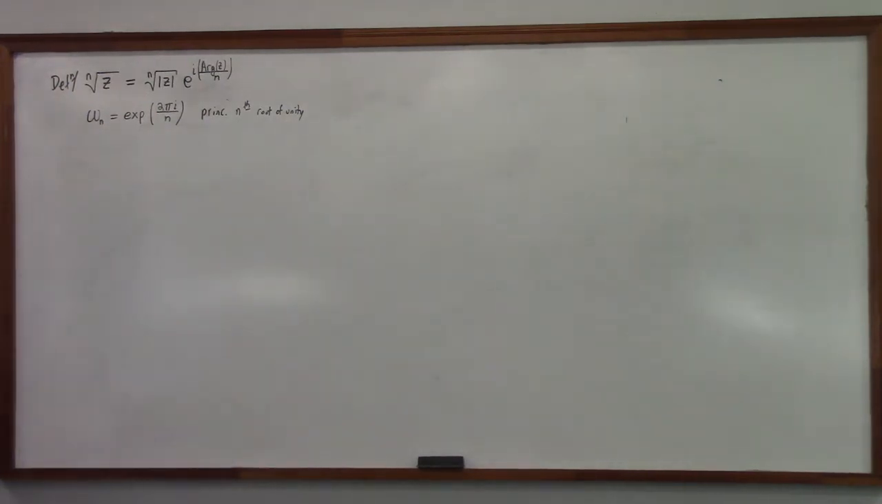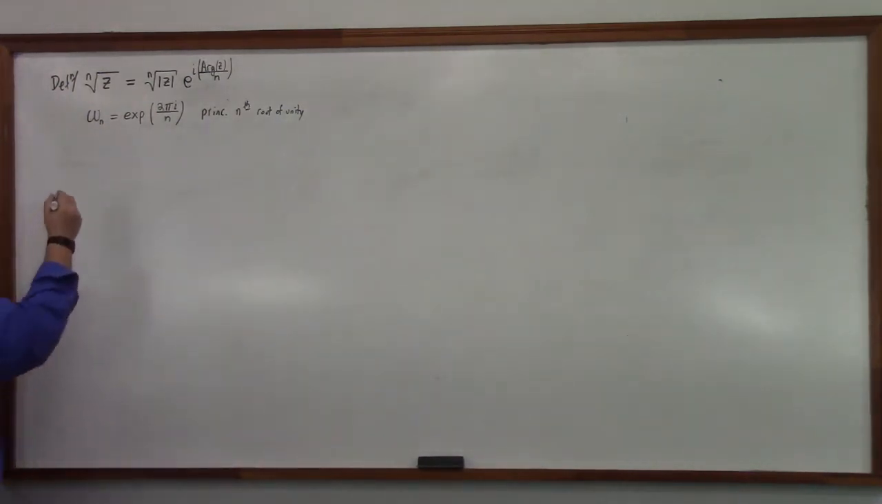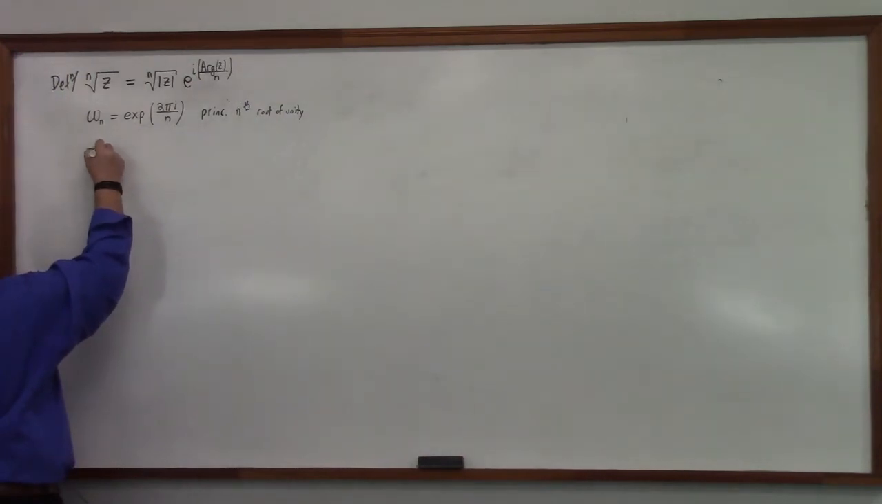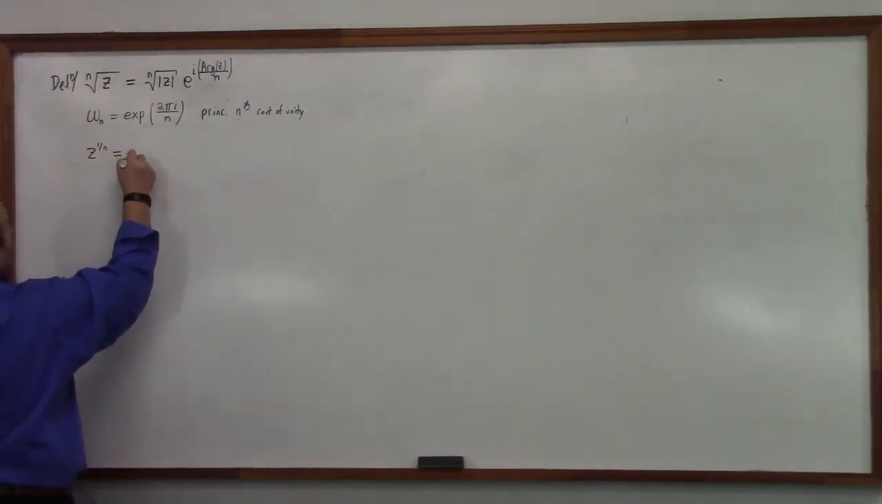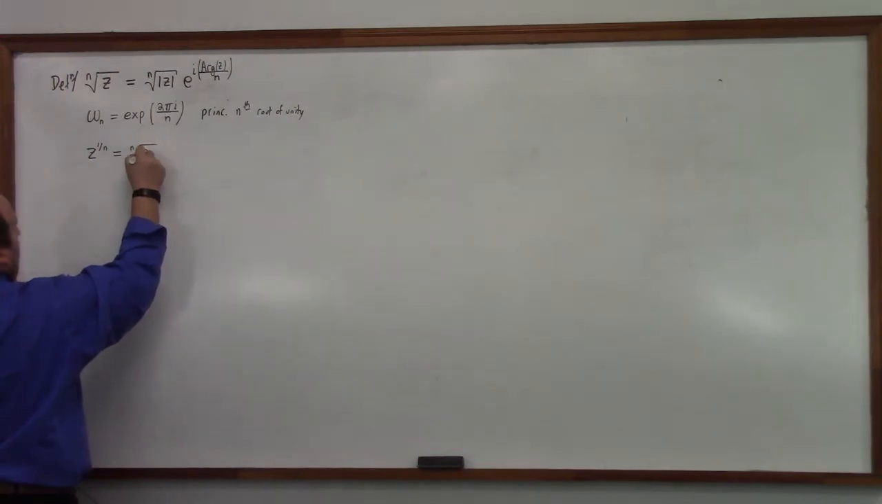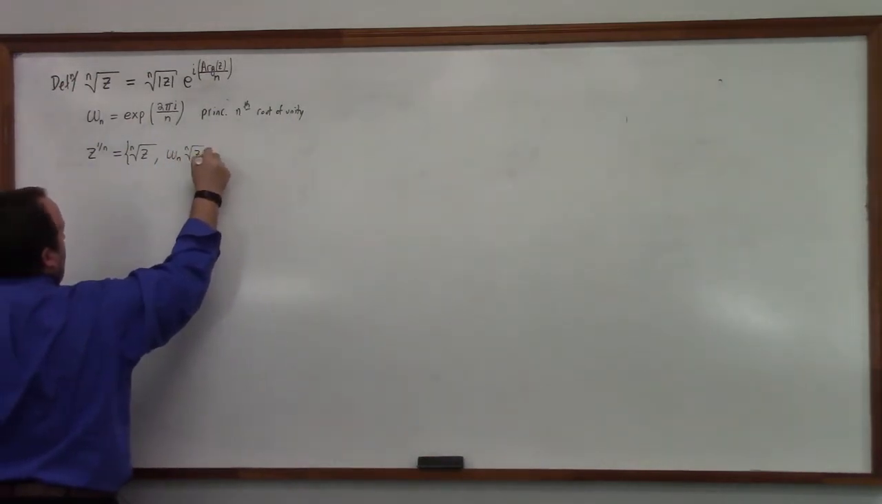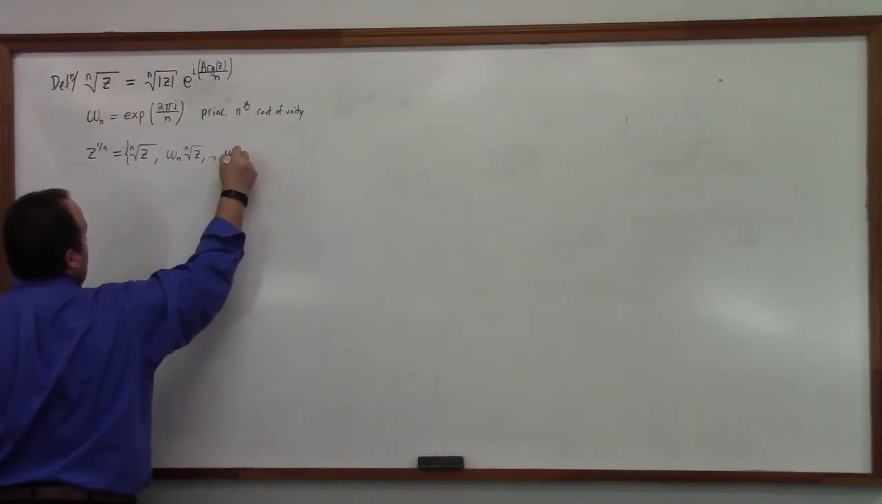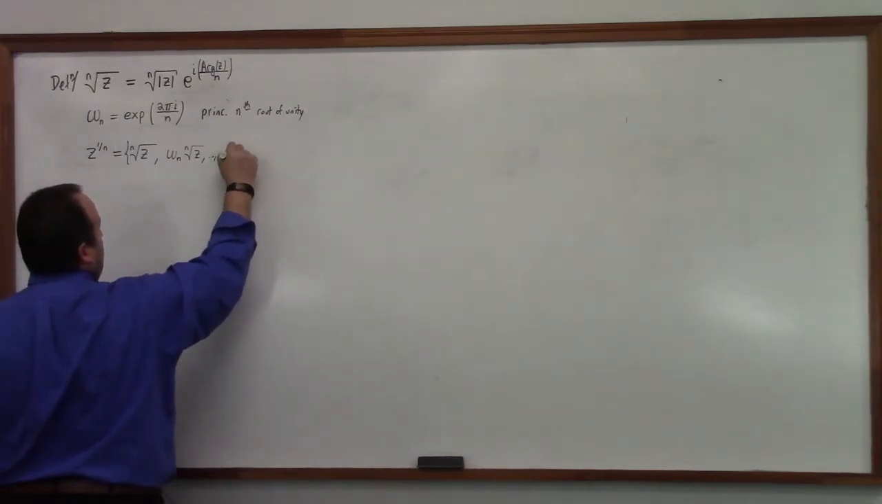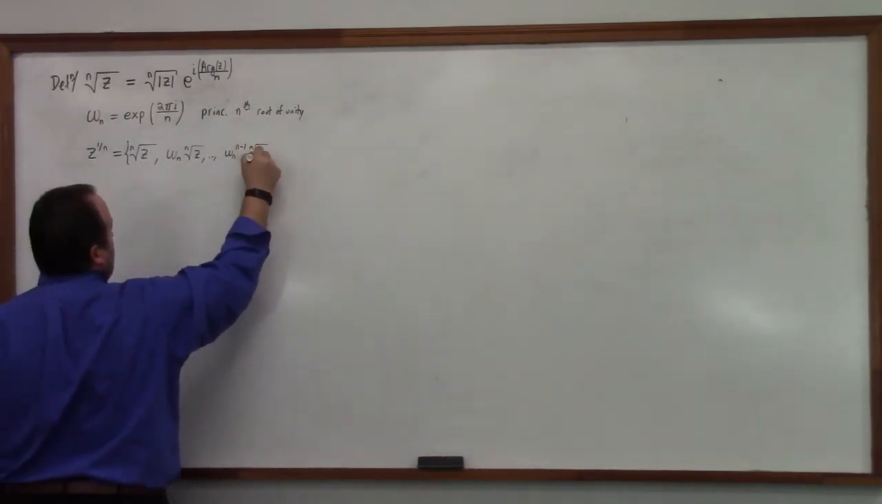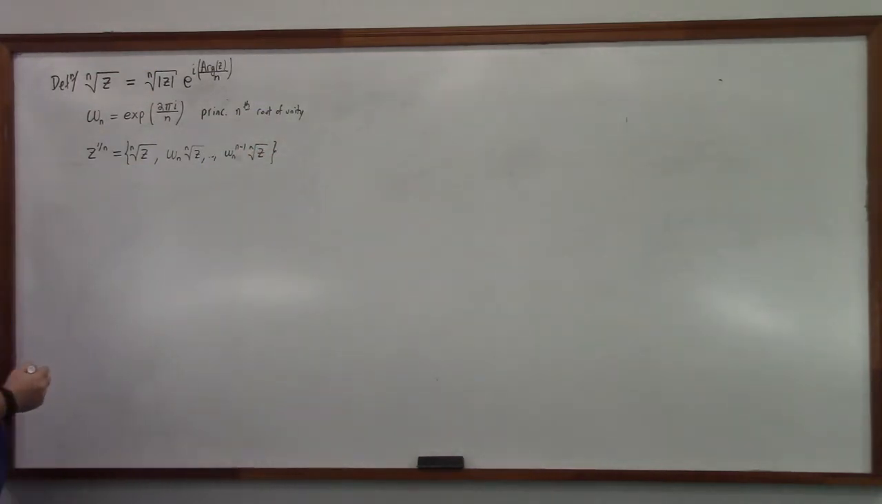All right, so, and the z to the 1 over n, you could write as, well, it's the nth root of z, comma, omega n nth root of z, omega n to the n minus 1, nth root of z. These are all the solutions of w to the n equals z.